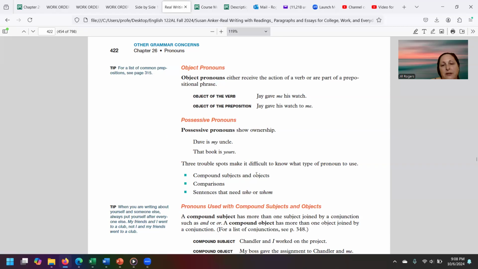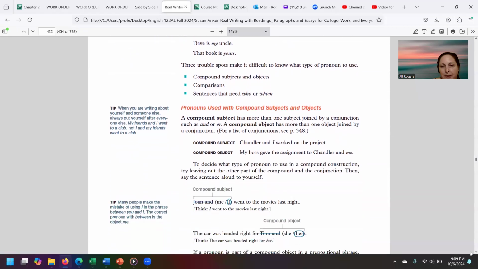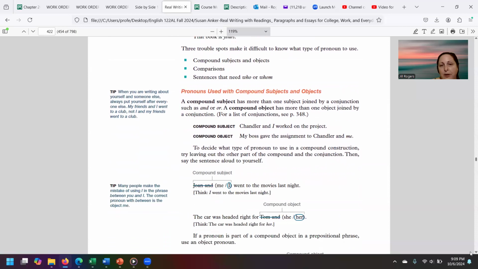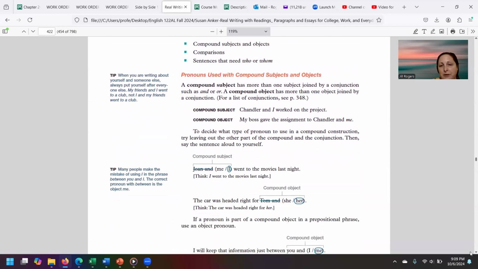Yes, these ones are trouble. Three trouble spots make it difficult to know what type of pronoun to use: compound subjects and objects, comparisons, and sentences that need who or whom. But actually, there's a very easy way to do who or whom, and by the end of this, you will never have trouble with who or whom again. So let's first take pronouns used with compound subjects and objects.